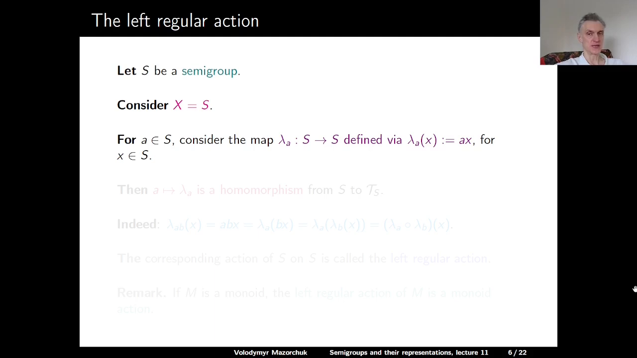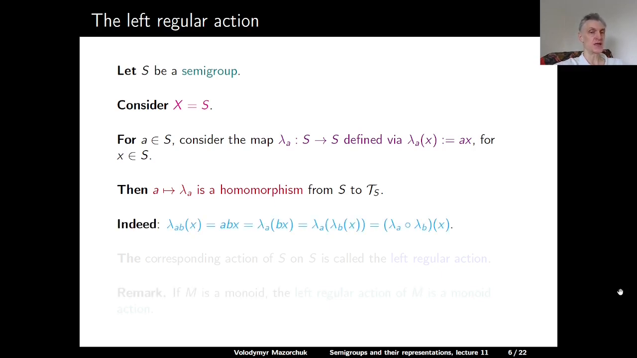That's a map from S to S, and its value at an element X in S is defined as A times X. Then, mapping A to lambda A is a homomorphism from S to the semigroup T_S of all total transformations of S. So indeed, lambda AB applied to X is equal to ABX by definition. This is equal to lambda A applied to BX, and this is equal to lambda A applied to lambda B of X, which is lambda A composed with lambda B applied to X.